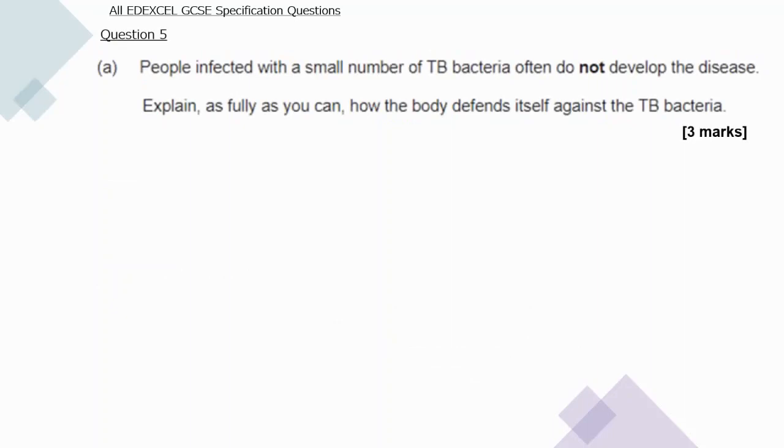Question 5. People infected with a small number of TB bacteria often do not develop the disease. Explain as fully as you can how the body defends itself against the TB bacteria. So we know that there's 3 ways that the white blood cells defend against pathogens, and there's 3 marks for this question. So we could say how phagocytes, which are a type of white blood cell, engulf the pathogen, and then lymphocytes, which are another type of white blood cell, produce antibodies and also antitoxins. So antibodies destroy the pathogen, and antitoxins counteract or neutralize the toxin produced by the pathogen, or the bacteria in this case. So you can see our answer there.